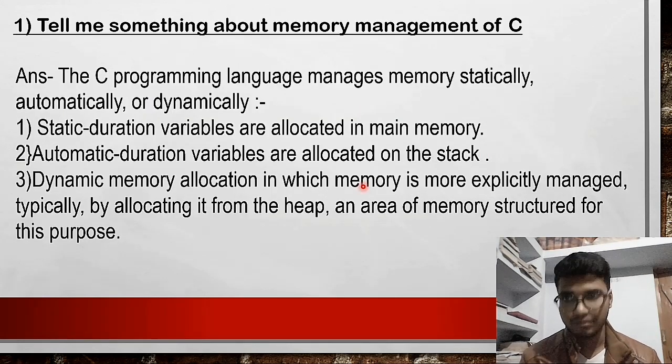Okay, let's see. The first is, tell me something about memory management in C. So we can manage memory statically, automatically, or dynamically. Static duration variables are allocated in main memory. Automatic duration variables are allocated on the stack. Dynamic memory allocation, in which memory is more expertly managed, typically allocates from the heap, an area of memory structured for this purpose. So such type of answer you have to give.